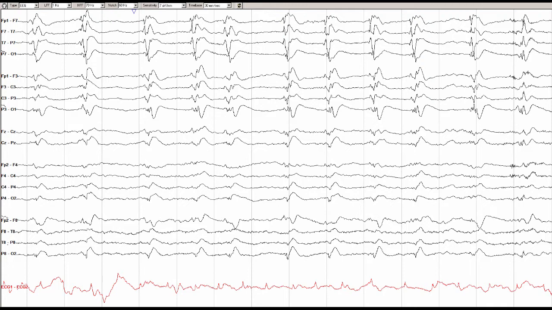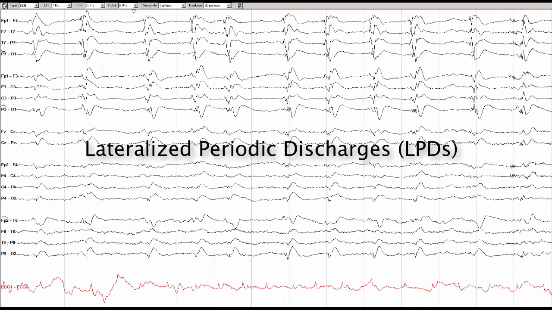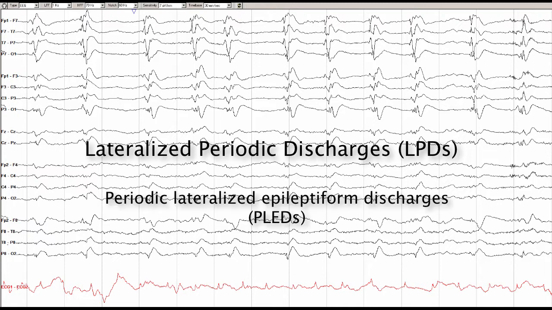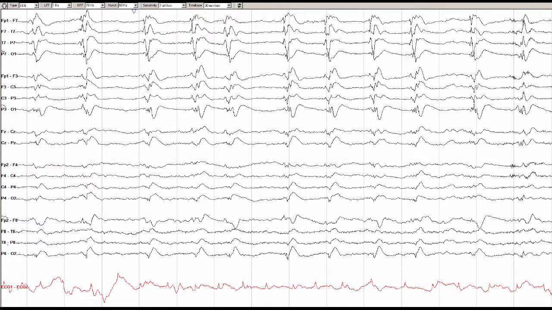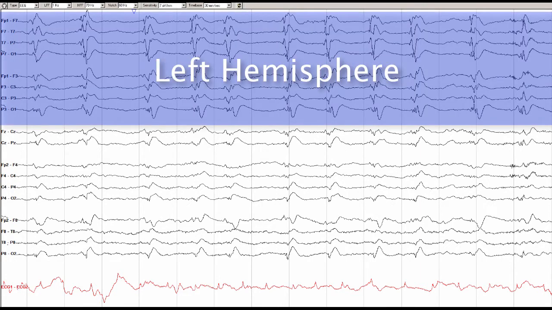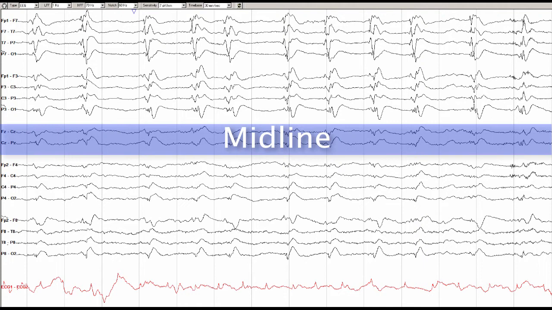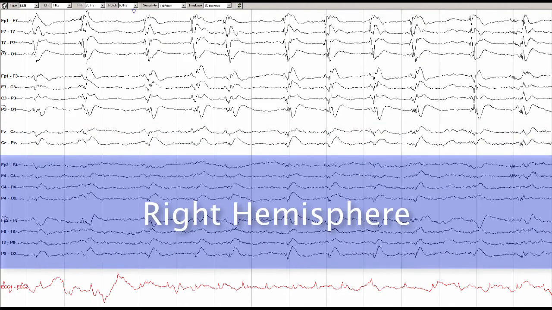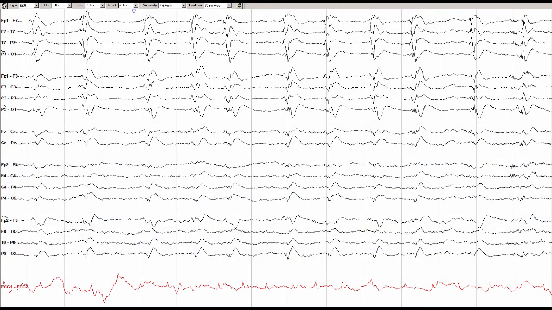This is an example of lateralized periodic discharges, also known as LPDs, or periodic lateralized epileptiform discharges, or PLEDs. Again, we are in an anterior-posterior bipolar montage with left-sided electrodes on the top, midline electrodes in the middle, and right-sided electrodes on the bottom. Here you can see that there's a clear distinction between the left and the right sides of the head.